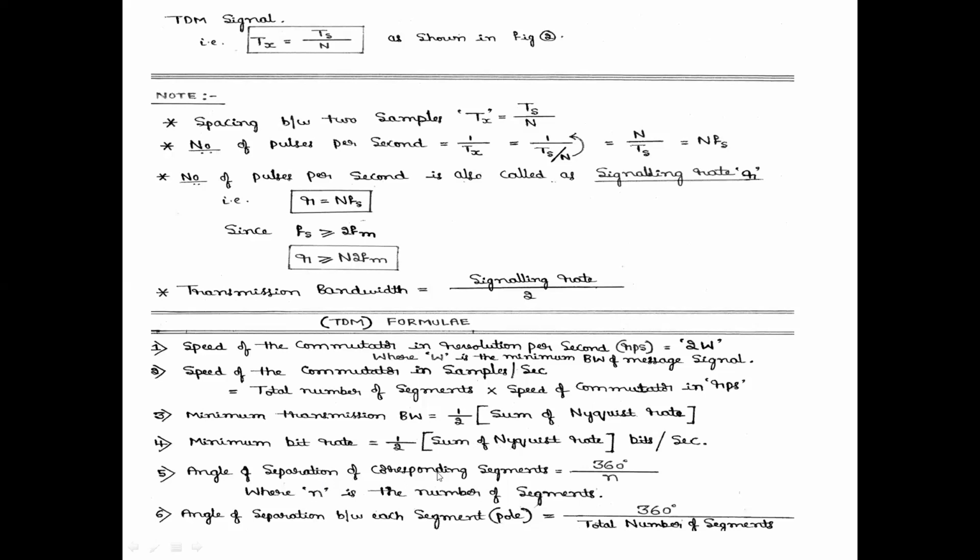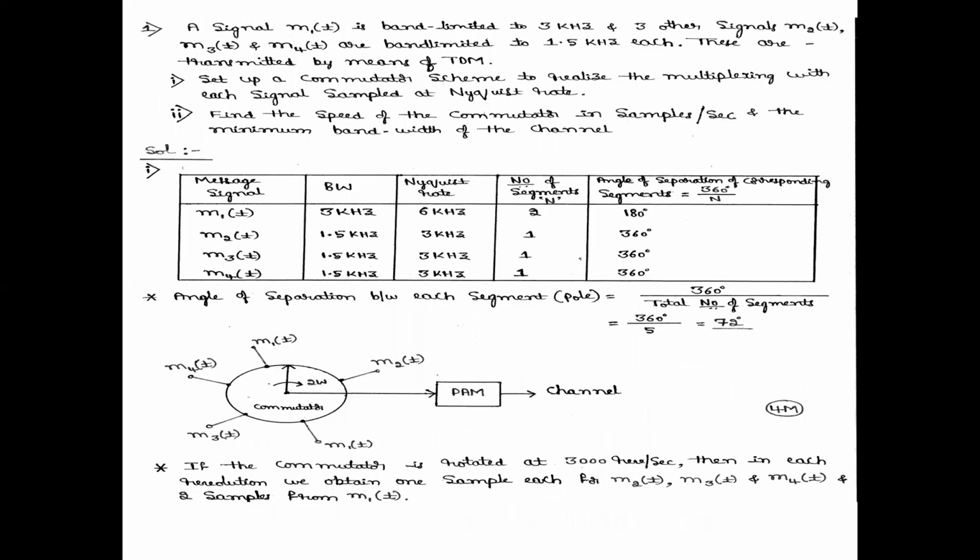The angle of separation corresponding to segments is equal to 360 by n, where n is the number of segments included in the commutator. The angle of separation between each segment or pole is equal to 360 divided by the total number of segments. Let me consider one simple problem here. What is TDM? We will come to know it very well.